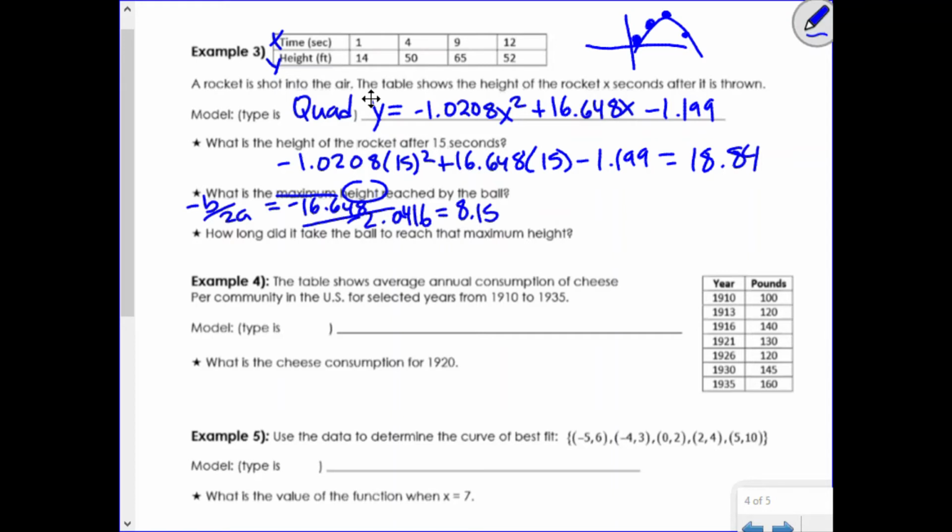Is that the maximum height? That's the x. So then what would I do? Plug in. You can plug in, again very carefully, 8.15 into each spot where the x would go. After you're very, very careful plugging into your calculator or Desmos, whichever device you're using, you should get 66.6.